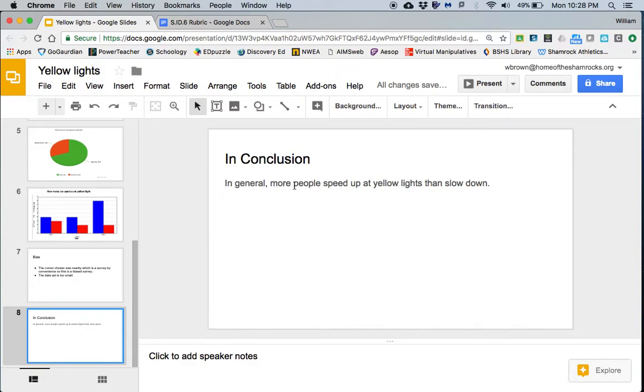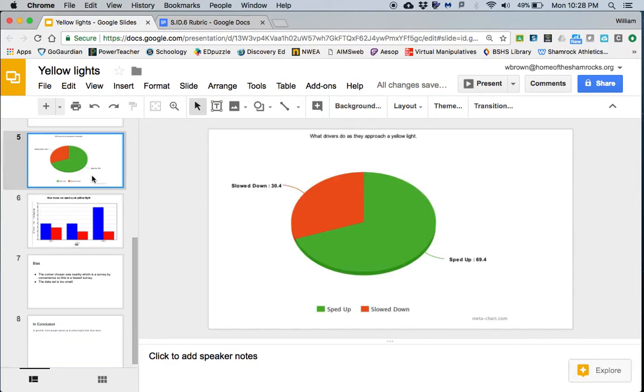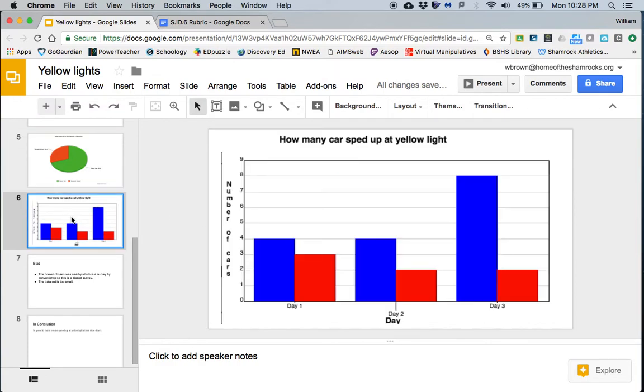The conclusion here says most people sped up at the yellow light than slowed down. And although clearly, based on this one, more people did speed up than slow down, if you look here, this is only over 3 days. And if I look at this particular day, there's a big difference in these other days. So this particular day is skewing your data. These other days are not nearly as differentiated as this particular day is.